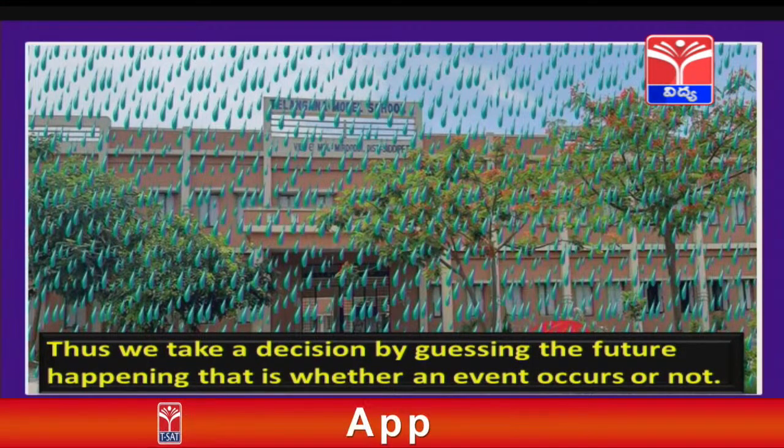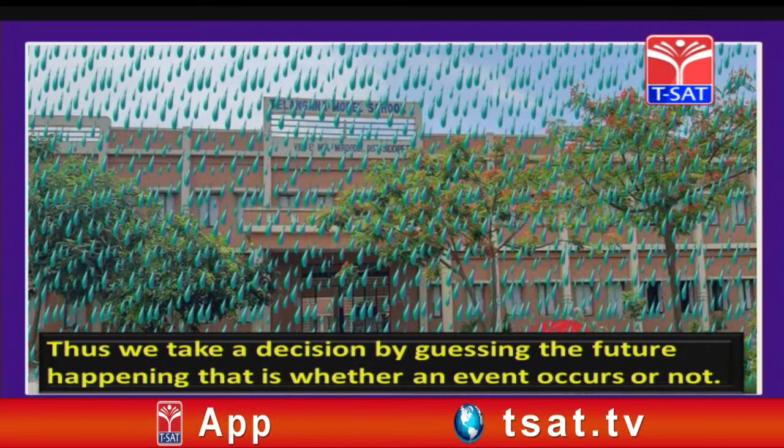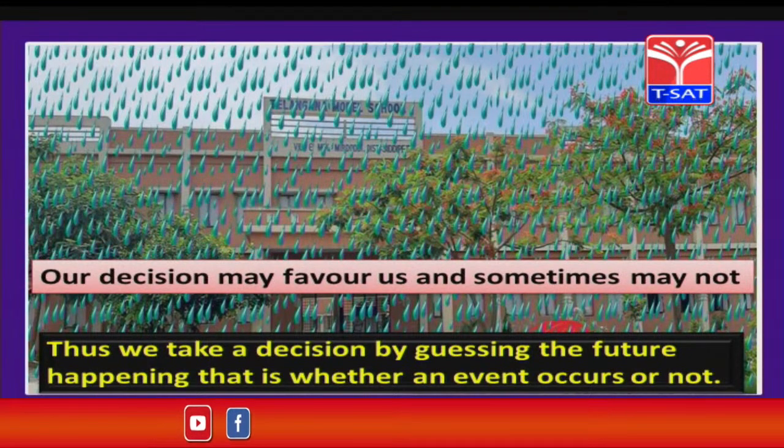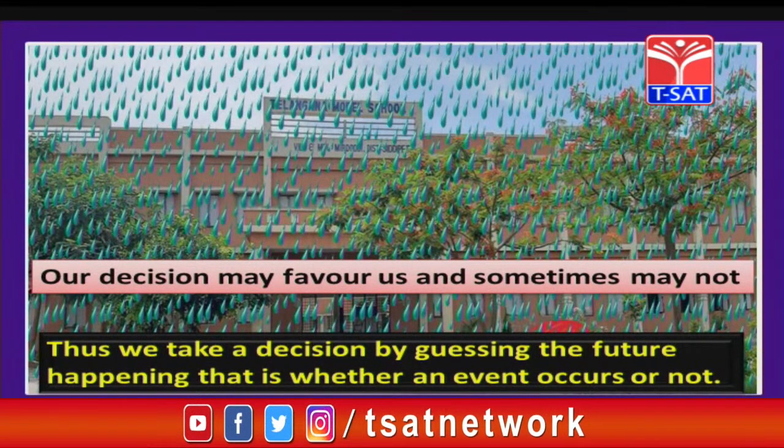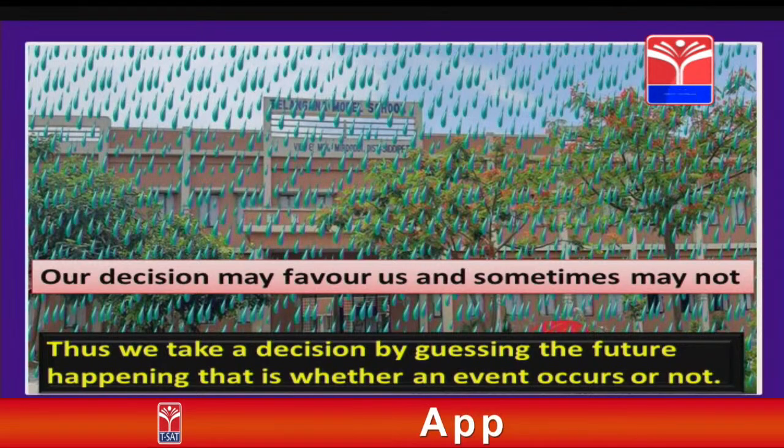Thus we take decisions by guessing future happenings, that is, whether an event occurs or not. So, children, our decision may favor us and sometimes may not favor us. I think you have understood what I am trying to say, children, isn't it? So, we try to measure the things which occur or may not occur in our daily life, as we generally do in our day to day life in measuring things. Okay, children.